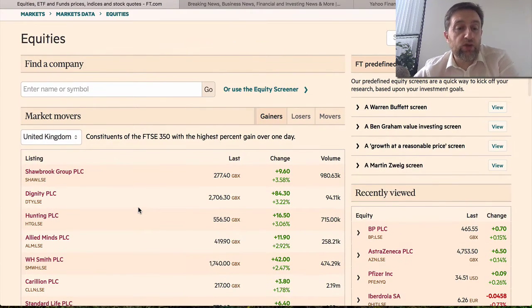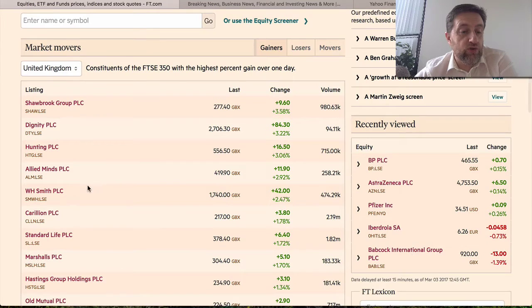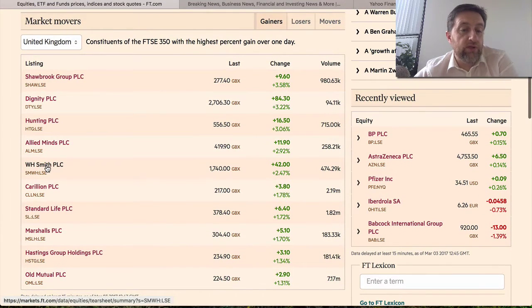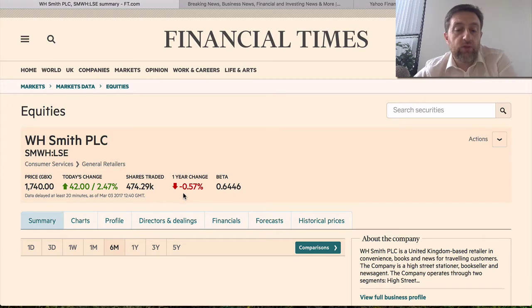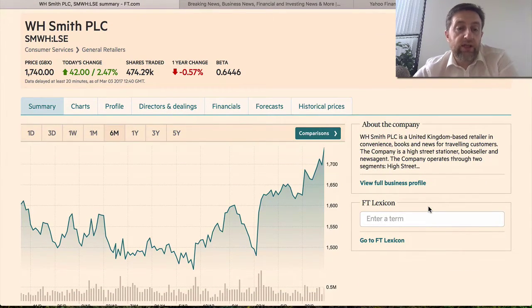Let's go down to one company. Who will we choose? Let's choose WH Smith PLC. So what does that give us? We've clicked on WH Smith, and at the top we have the price, in GBX, so that's in pence. That is 1740, so the price of WH Smith is £17.40. It's gone up by 2.47% today. 474,000 shares were traded. It's slightly down on the whole year, and the beta of WH Smith is 0.6446.